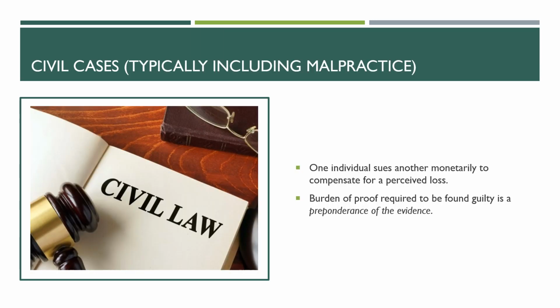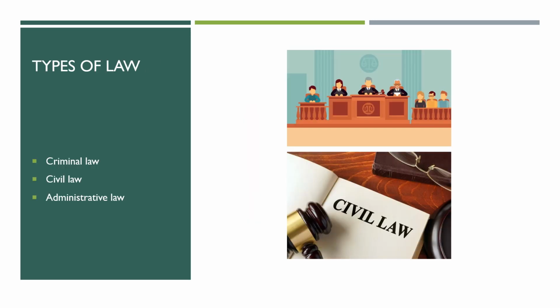When we look at civil cases, these are when one individual sues another monetarily to compensate for a perceived loss. Burden of proof is required to be found guilty in a civil case. It's described as preponderance of the evidence. The judge or jury must believe that it was more likely than not that the accused individual was responsible for the injuries of the complainant. Most malpractice cases are tried in civil court.